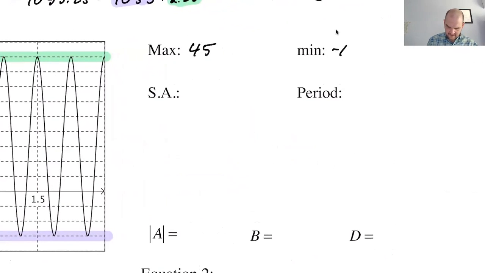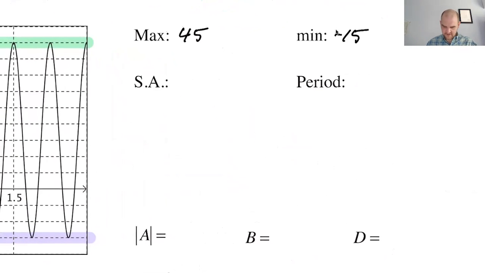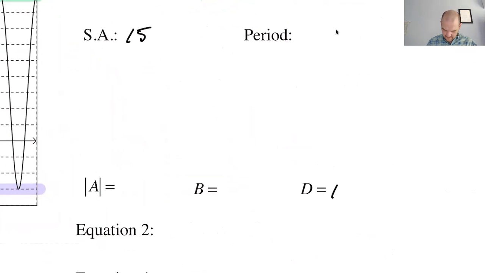And then what we want to do is find the average of those, because that should be the sinusoidal axis, which is also d, right? When you're thinking of the parameters. So add them together, you get 30, divide by 2, you get 15. So that's going to be d.